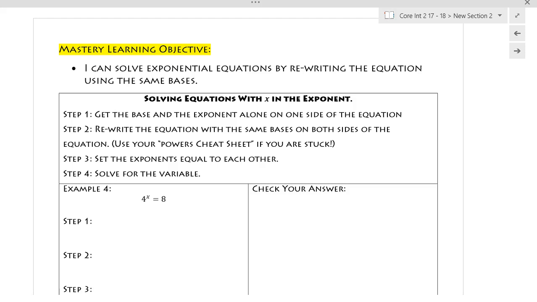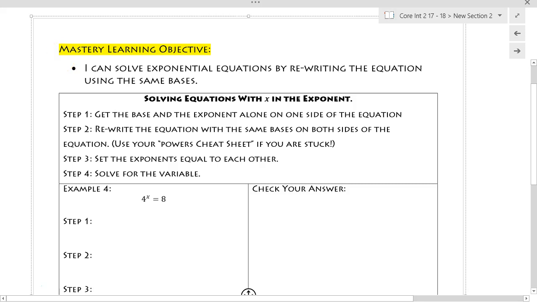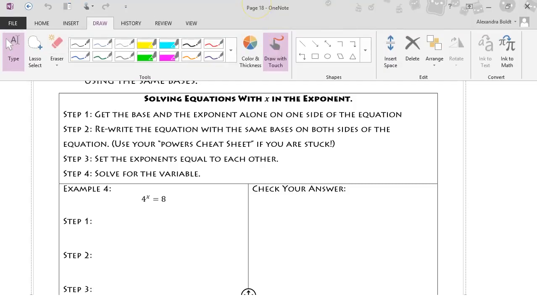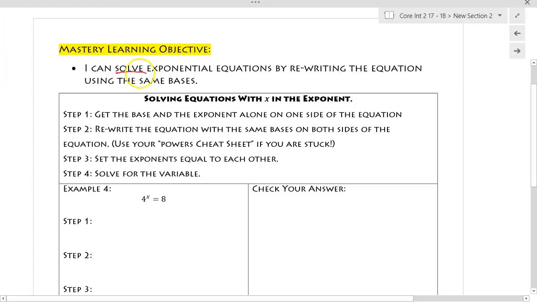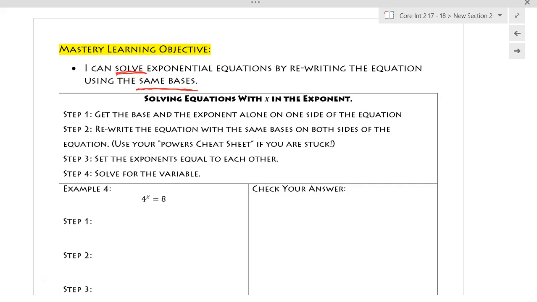Today we're going to be looking at 1D.2. Our mastery learning objective is I can solve exponential equations by rewriting the equation using the same base. Okay? So I'm still solving, right? So I should get something like x equals, and I'm going to use the same bases. We talked a lot when multiplying with the same base. Remember, the base was being raised to the exponent.